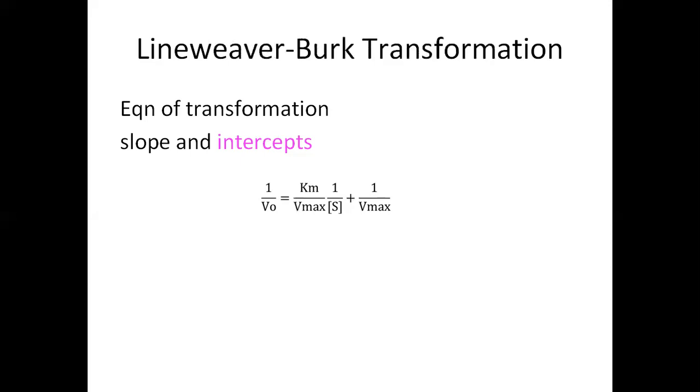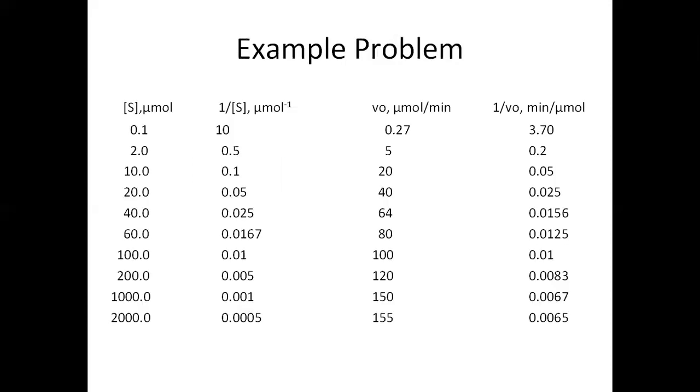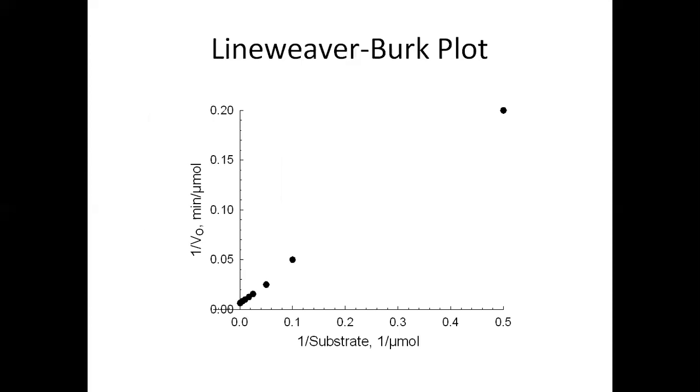The y-intercept of a graph of this data represents 1 over the Vmax, and the x-intercept represents minus 1 over the Km, because we're plotting 1 over S, the substrate concentration. This table represents the values derived from the preceding data, just to show you the data that I am going to be using for the graph. And this graph shows what the data looks like.